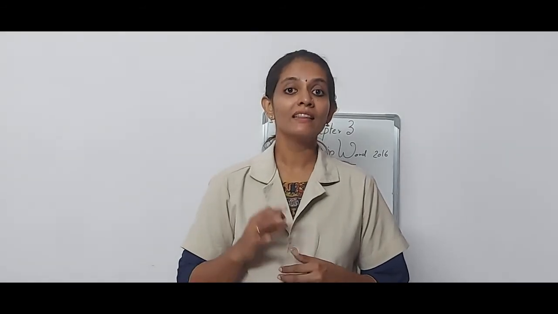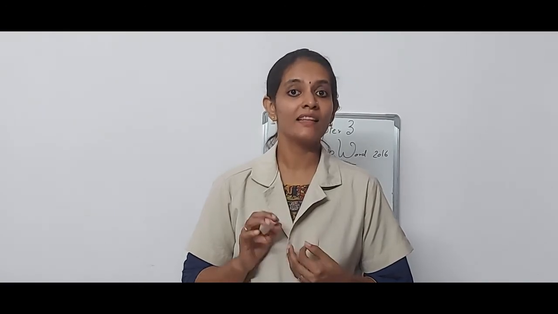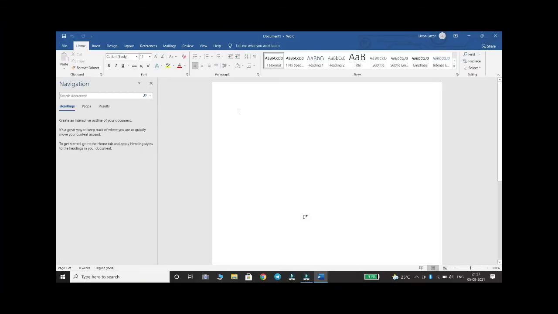We have learned three methods to insert a table into a Word document. First one is using graphic grid method. Second one, using insert table option. Third one, using cube table option. These are the three methods to insert a table into a Word document. Let's see how to do this. Table is an arrangement of data in columns and rows. There are three methods to insert a table into a Word document.